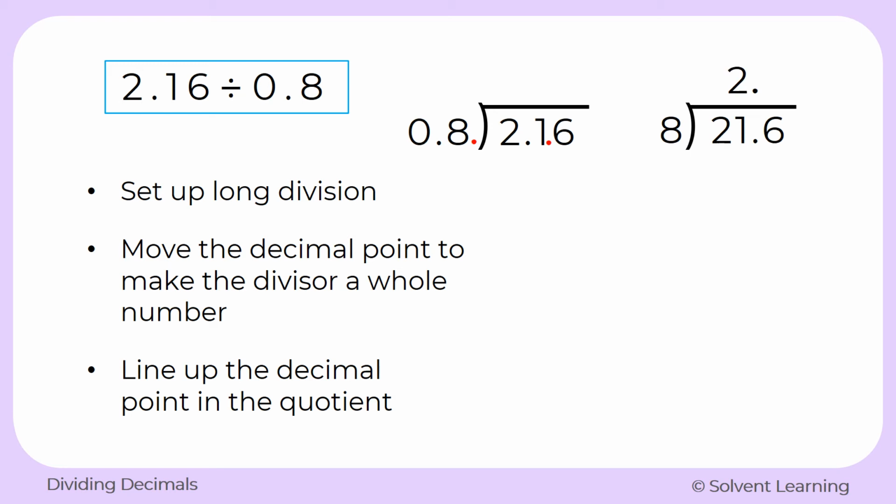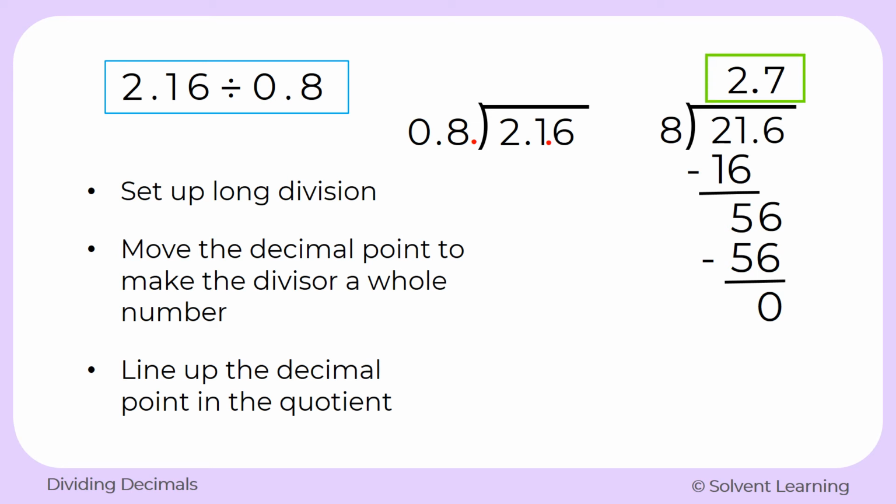8 goes into 21 2 times. Multiply, we get 16. Subtract, we get 5 left over. Bring down the 6. 8 goes into 56 7 times. Multiply, we get 56. No remainder left. So our final answer is 2 7 tenths.